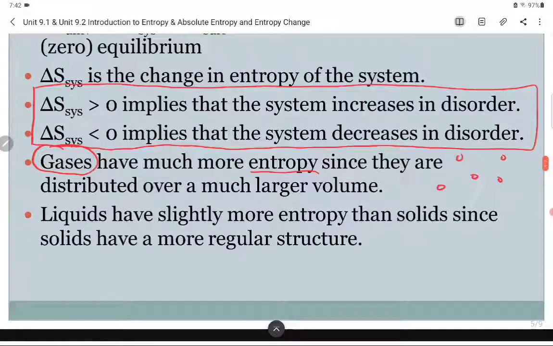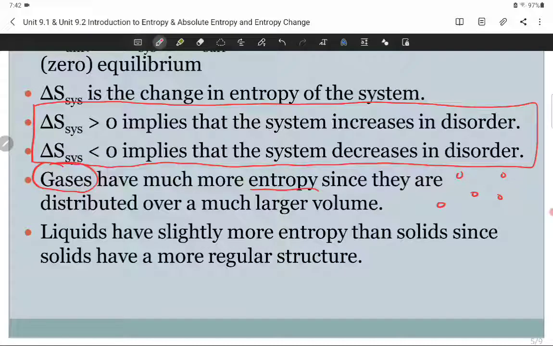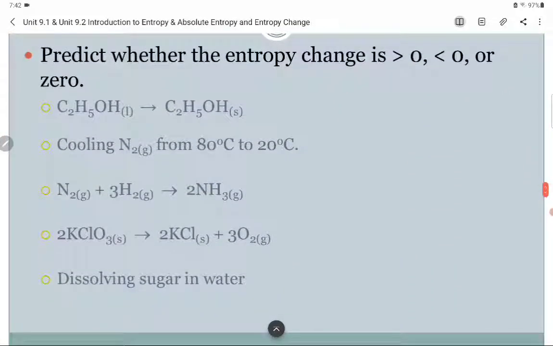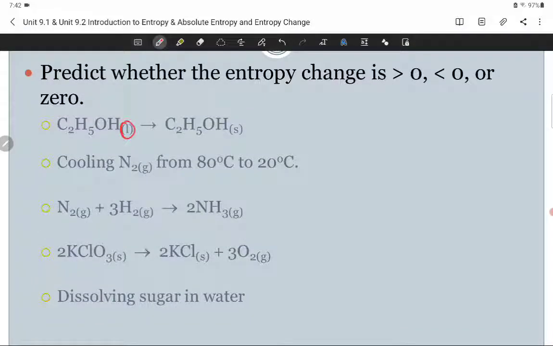Yes, liquids have a little more entropy than solids because they're free-flowing, but they're still highly structured. So can we make some predictions here? We have a liquid going to a solid. So delta S would be less than 0. It's going to become more orderly, less disorderly.